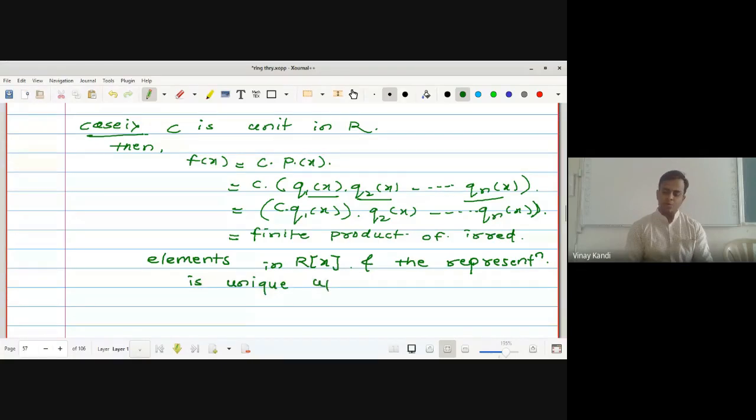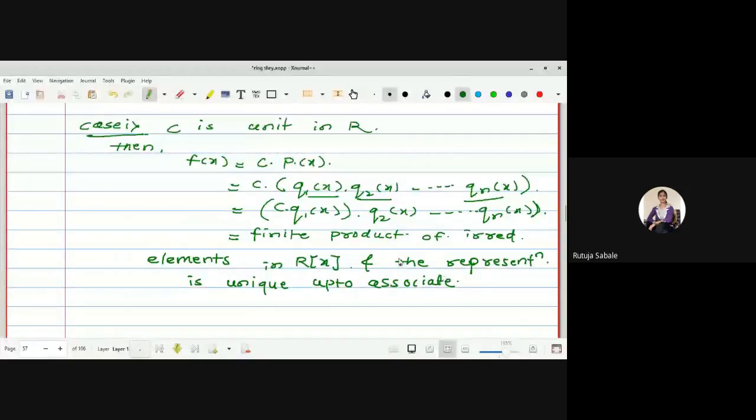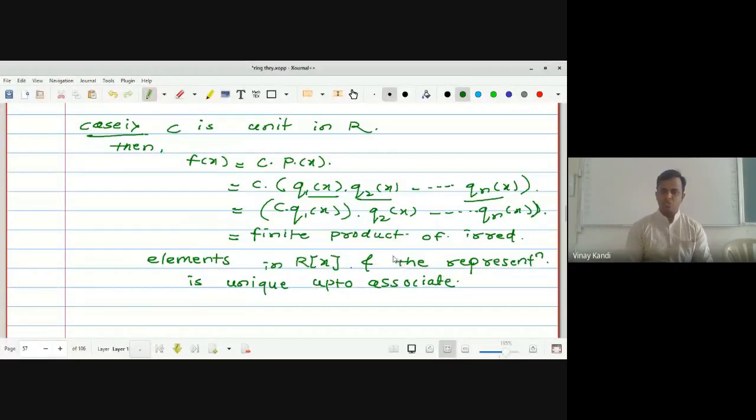Okay, any doubt up to here? No, sir. If C is a unit, then C into Q1 is also irreducible. If Q1 is an irreducible element and C is a unit element, then C into Q1 will be irreducible. For example, x square plus 1, which belongs to R of x.